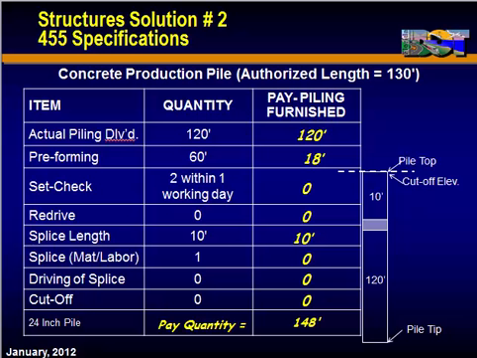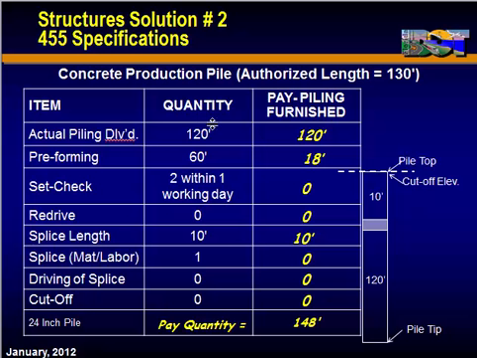He preformed 60 feet, and we pay 30% of the value of what he preformed, which is going to be 18 feet. He had 2 set checks within 1 working day, so remember the first 2 are free, so that's 0. Redrive, we paid 0. Splice length, he had a 10-foot splice length because we needed that to reach the pile, so we would pay him for the splice length.